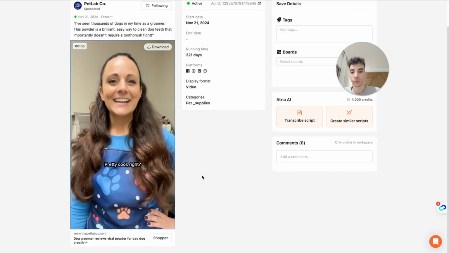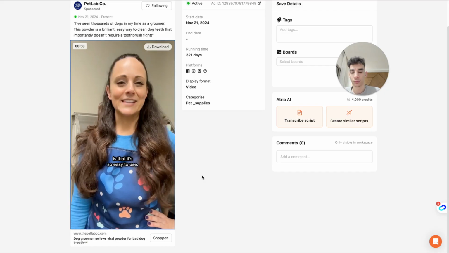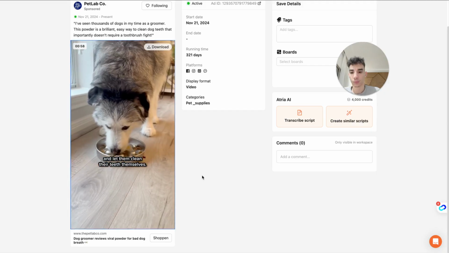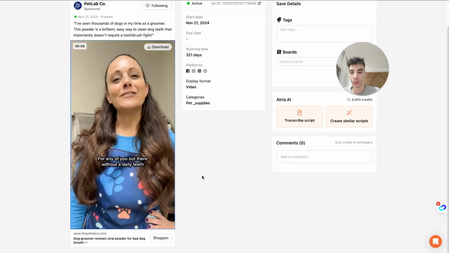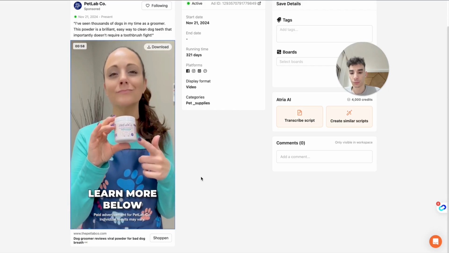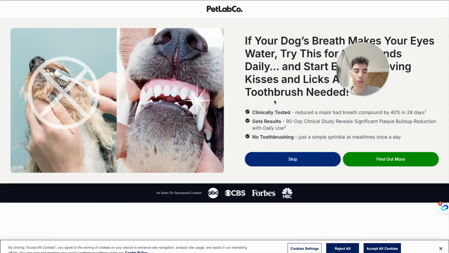"Pretty cool, right? What I also love about it is that it's so easy to use. All you need to do is add 1 scoop of it to your dog's meal and let them clean their teeth themselves. For any of you out there without a daily teeth cleaning routine for your dog, this is a must try." So, short mini VSLs.